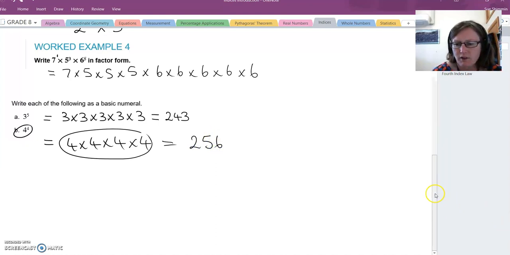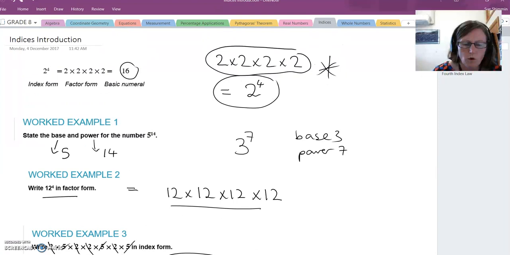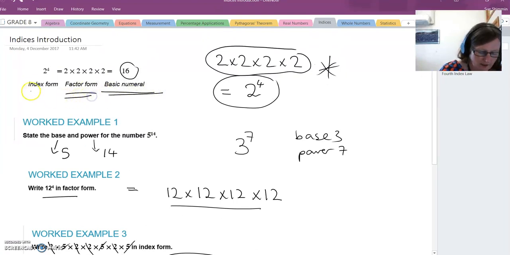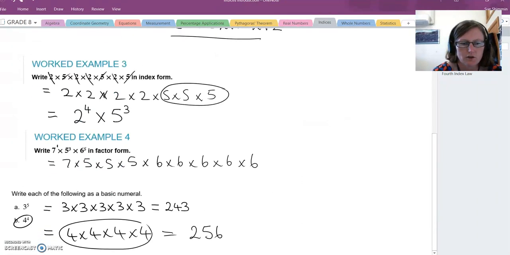So let's look at what this video covered. We covered what the basic numeral was, what factor form was, and what index form is. So that is our little introduction to indices.